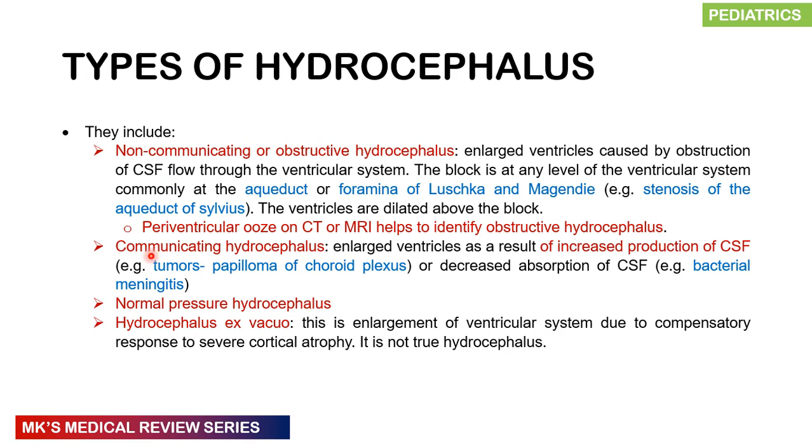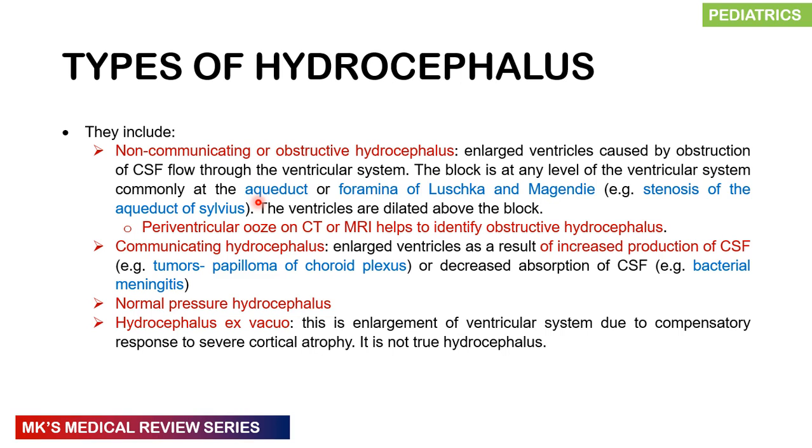The two that I want you to focus on are the non-communicating and the communicating types of hydrocephalus, or the obstructive versus the non-obstructive. So in the obstructive, you have enlargement of the ventricles because there's an obstruction to the flow of CSF in the ventricular system. Remember that the blockage can actually happen at any level. It can happen at the ventricular system, commonly at the aqueduct. Sometimes it can happen at the foramen of Luschka, even the foramen of Magendie. You may commonly have stenosis of the aqueduct of Sylvius.